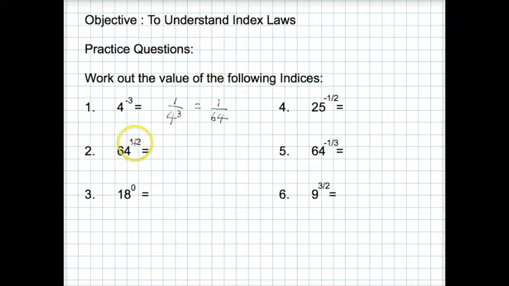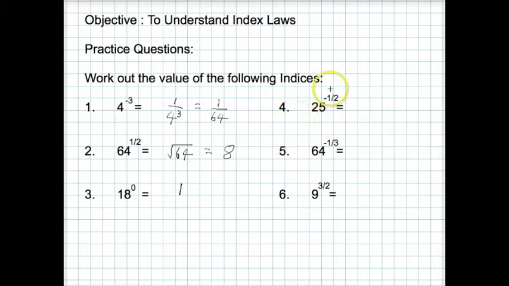Question 2 then. We've got 64 raised to the power of a half. Raising 64 to the power of a half, or any number raised to the power of a half, is the same as the square root of that number. The square root of 64 gives us our answer of 8. Question 3. Okay, we've got 18 raised to the 0. Now any number raised to the 0 is always going to give us the same answer of 1.